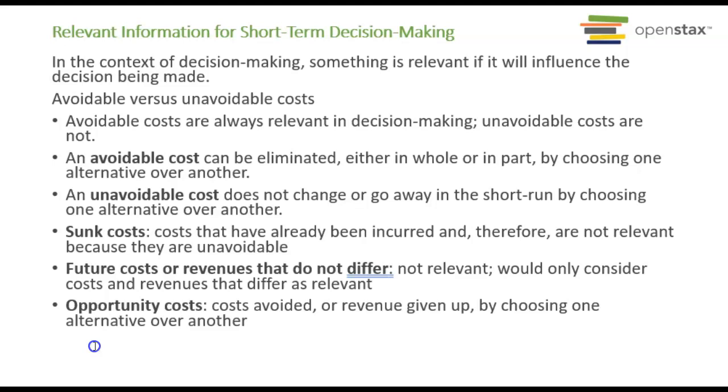So maybe alternative A means that we buy from a supplier that is right next door to us, therefore we pay no shipping costs, versus do we buy from the wholesaler across town or on the other side of the country that might charge us less, but there might be pretty substantial shipping costs that go along with that. On the other hand, the opposite to that, there are the unavoidable costs, which are the costs that we will incur whether or not we choose alternative A or alternative B.